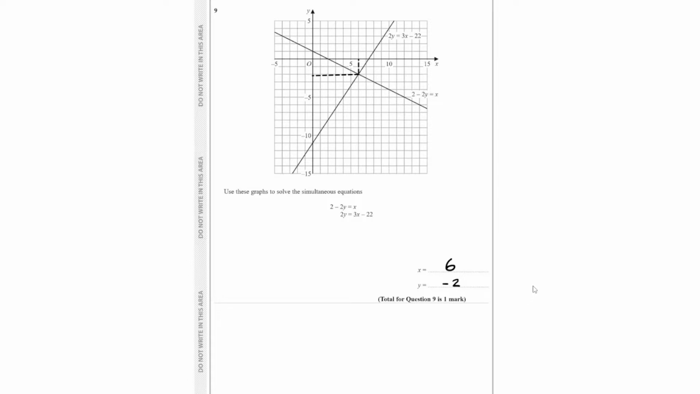It's literally as straightforward as that, simultaneous equations on graphs. Sometimes you might have 2 points where they cross, in which case you have 2 answers for x and y. This one was just linear, so we only had 1 answer for x and 1 answer for y. That's all you need to do. That's why it's only 1 mark. That is literally all you need to do.